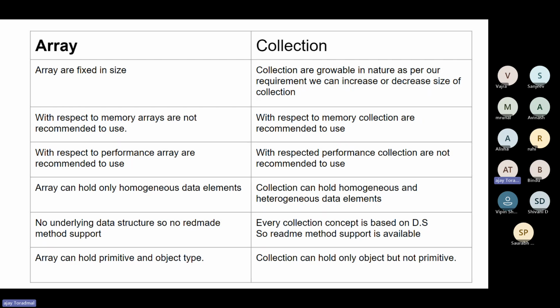Now, first difference: arrays are fixed in size, whereas collection is growable in nature. As per our requirement, collection size is increased, and as per our requirement, collection size is decreased. This is possible in any collection; it's not specific to one collection, it's possible in every collection. You can increase or decrease the size as per your requirement. But in case of an array, it's not possible. If you create an array, it is fixed in size, right?